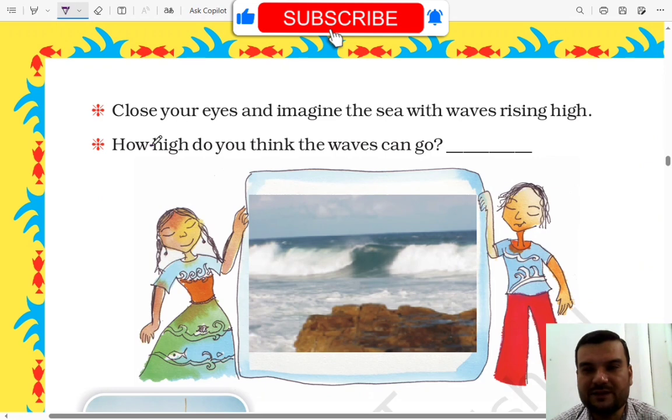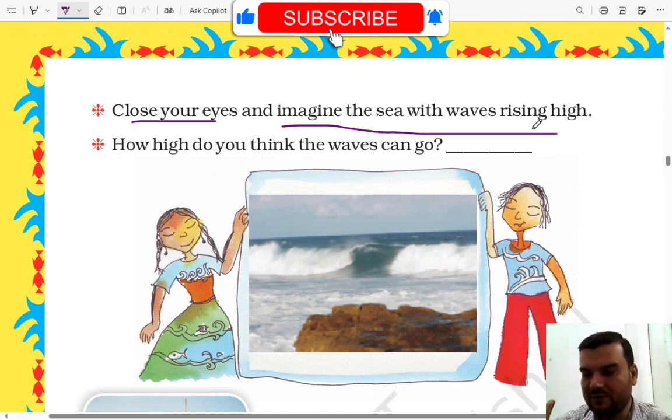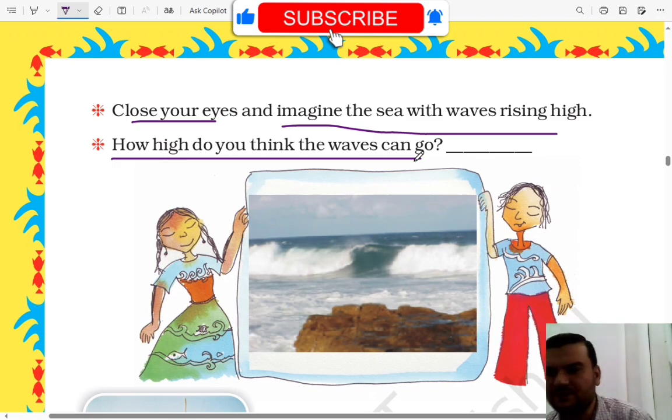Close your eyes and imagine the sea with the waves rising high. So you have to close your eyes and think about the waves rising. How high do you think the waves can go? It can go to many meters.